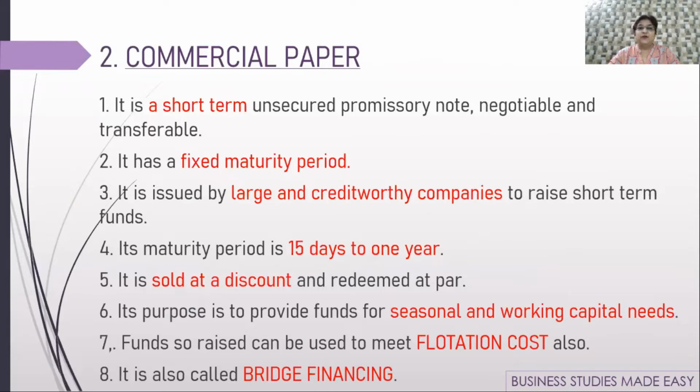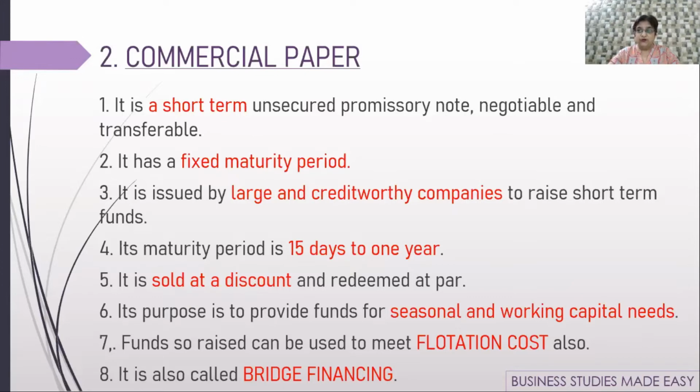And it is issued by large and credit-worthy companies. Only those companies which have credit-worthiness, which have got a goodwill. Otherwise, what if they don't return? Then normally the maturity period is between 15 days to 1 year. Because it is short term, it has got to be less than 1 year. And it is again sold at a discount, just like Treasury bill.